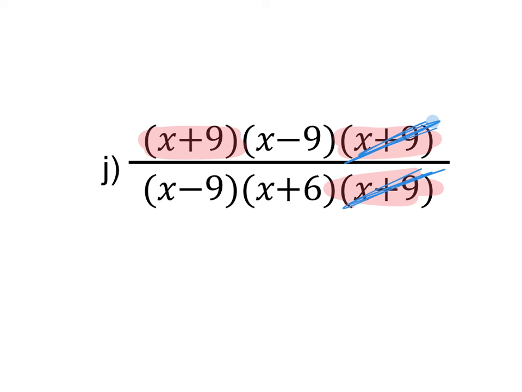Okay, so I'm going to do this one and this one. It doesn't matter if you did the first one or the last one on top. Doesn't matter. Okay, does anything else cancel? So here we have x minus 9s cancel. And so I don't think anything else cancels, so you're left with x plus 9 over x plus 6.